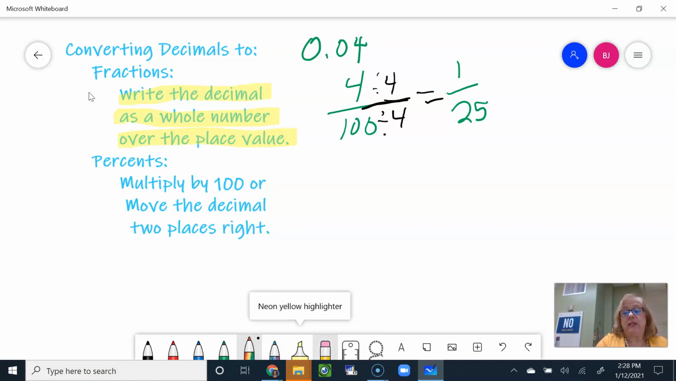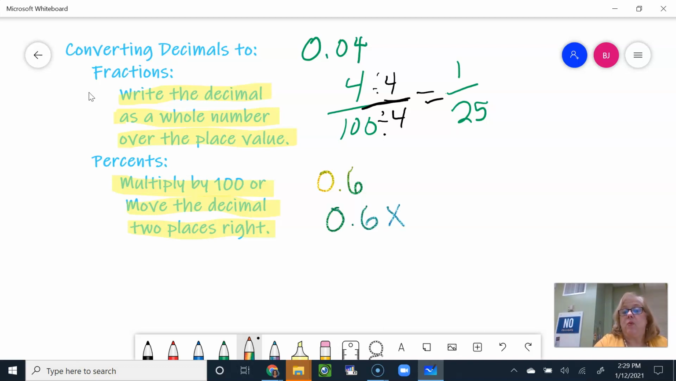Okay. Well, what about this one? If we're converting a decimal to a percent, we're going to multiply by 100 or move the decimal place over 2 places to the right. So once again, if I were to have 0.6, I could say 0.6 times 100, and that would equal 60%. Or it says here, move the decimal 2 places to the right.